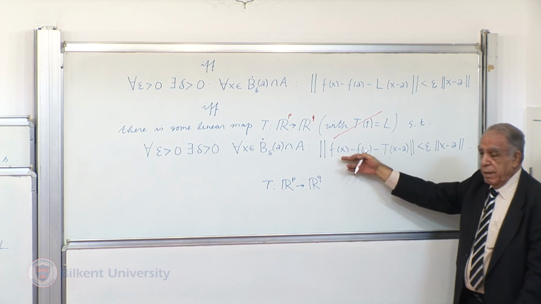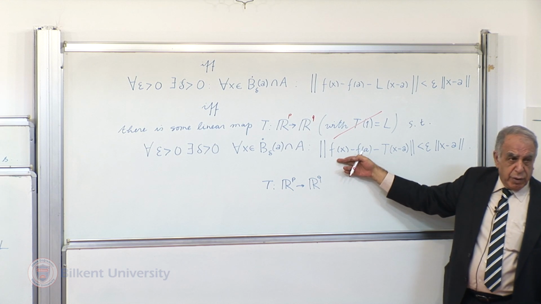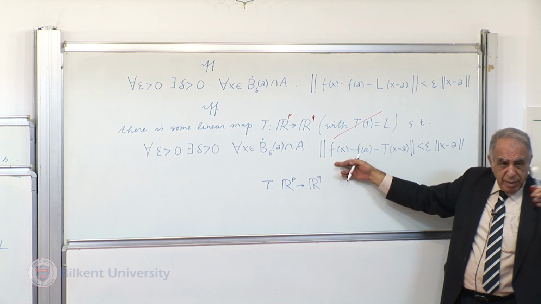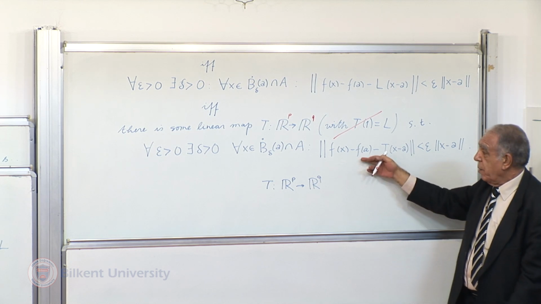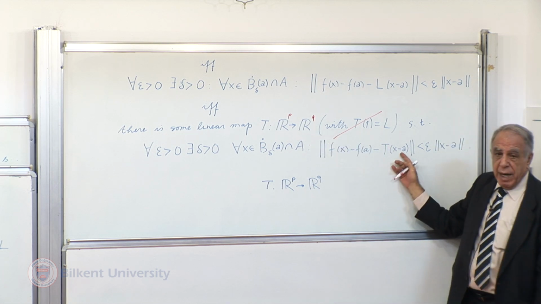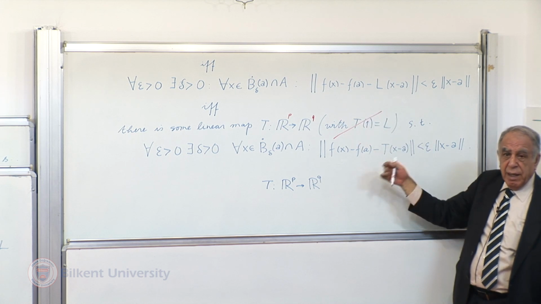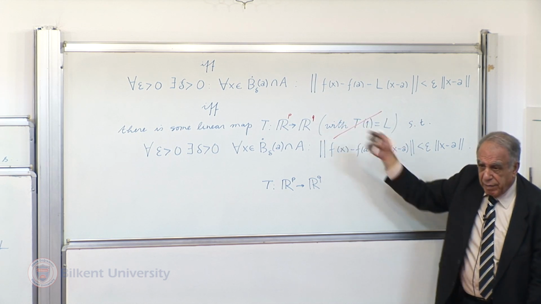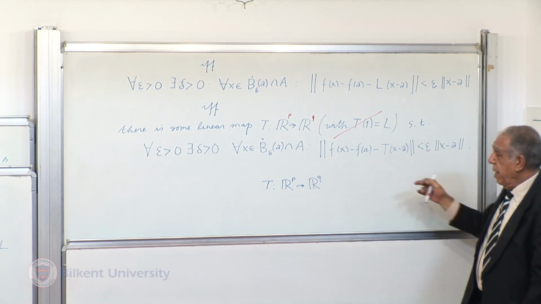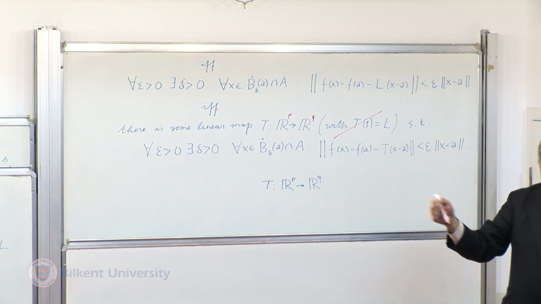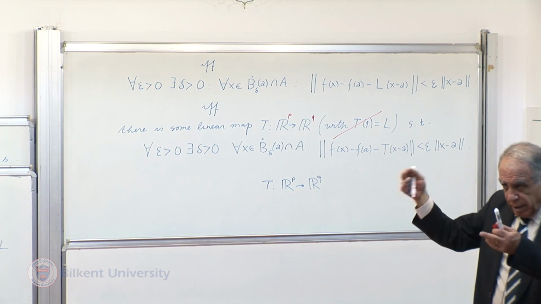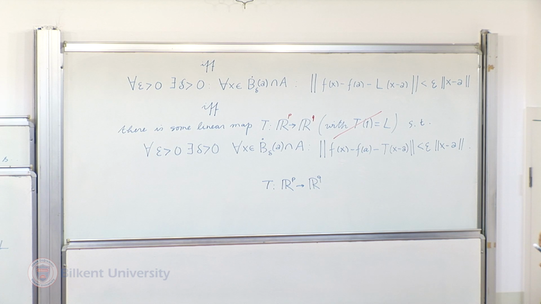Why? f of x belongs to Rq. The function is on capital A, which is a subset of Rp with values in Rq. This is in Rq, this is in Rq. T is on Rp to Rq, but x minus a is a member of Rp. T of x minus a is a member of Rq. And this is the norm in Rq of a q vector. Here, x minus a is a member of Rp, and the norm over there is the p norm, the usual norm in Rp.